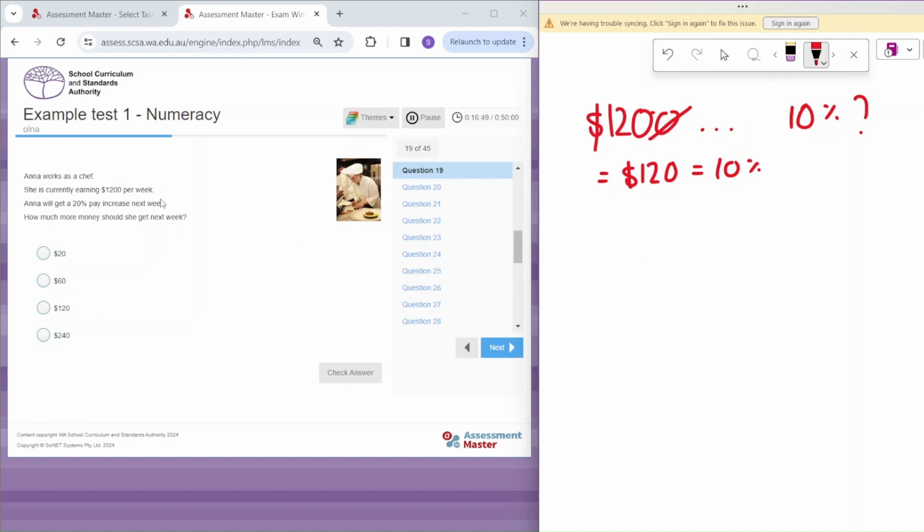We've been asked for the 20% pay increase. So if 10% is 120, let's have a think. What could 20% be? How did I just turn 10% into 20? I've doubled it, haven't I?